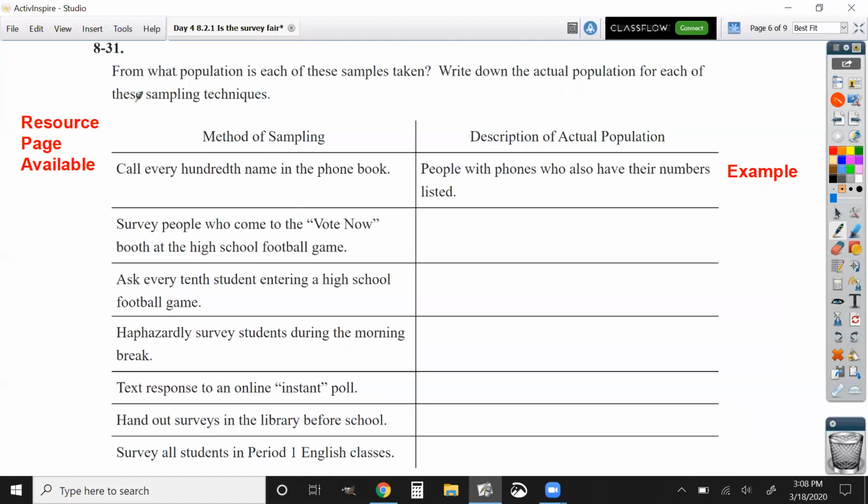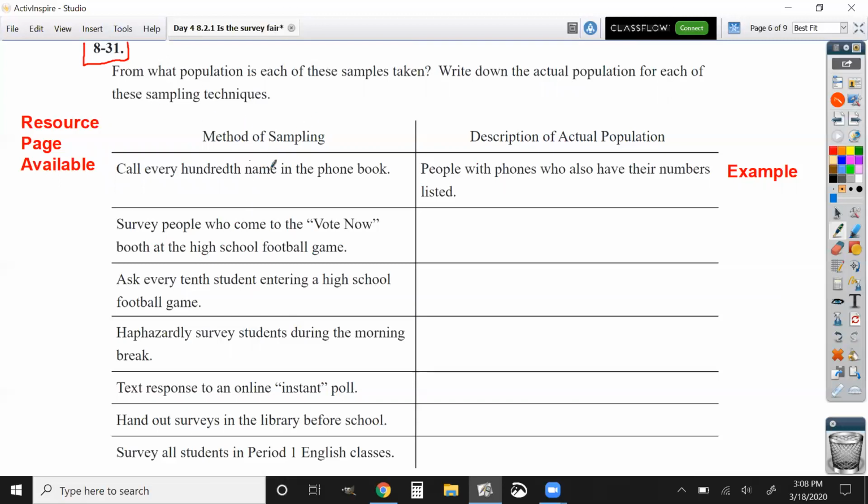Problem 831. There's a resource page for this. If you want to print that out, you can pause right now. So now that you have the resource page, you can write directly on it. If you don't have the resource page, you can do this in your notebook. This is 831. You can kind of copy this down. It might take you a little while longer, but you can do it. From what population is each of these samples taken? Write down the actual population for each of these sample techniques.